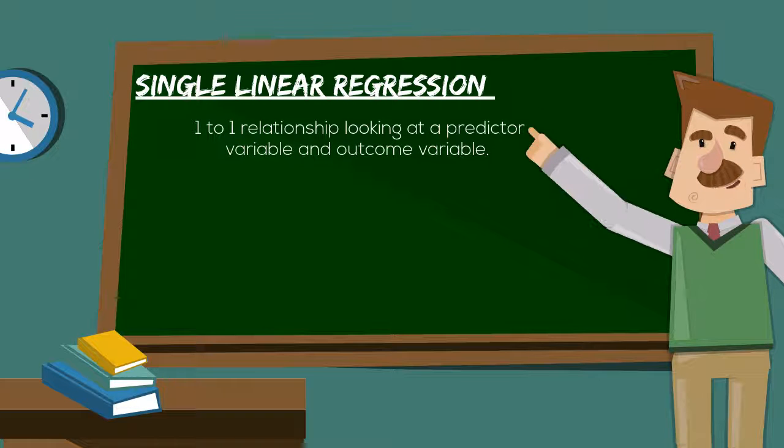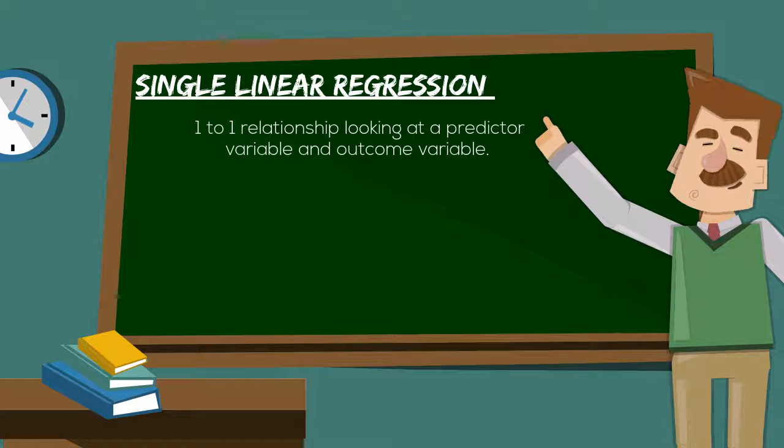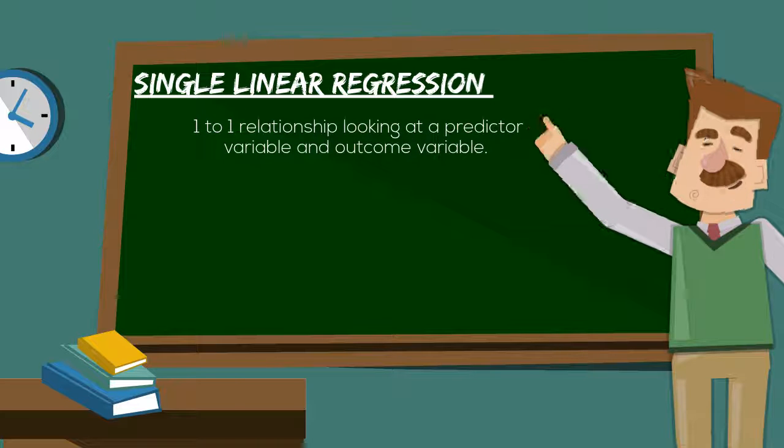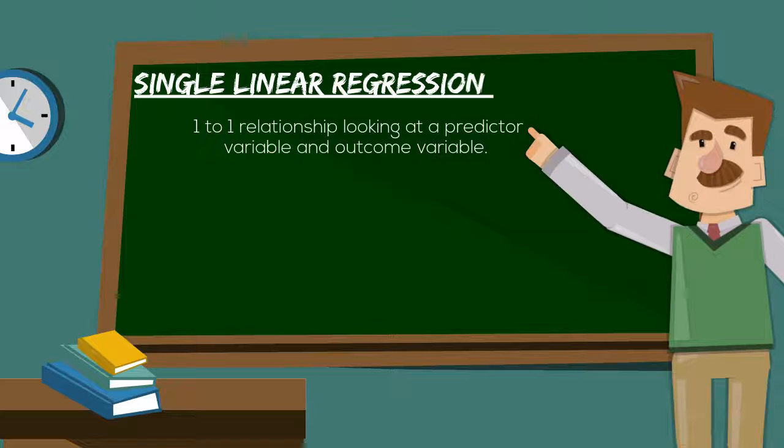Simple linear regression is simply looking at a one-to-one relationship. So you're looking at an independent variable, which for the sake of this presentation we're going to call the predictor variable. This is what the researcher is using to predict the outcome. The different variable he's looking at: will that predict my outcome? And then it's also looking at an outcome variable, or dependent variable. And this is what the researcher is trying to predict.